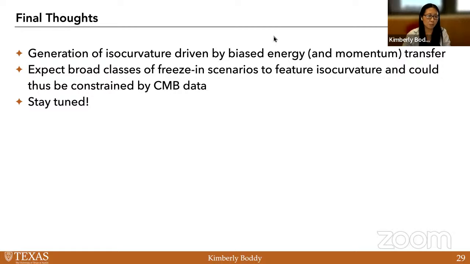And so that's a pretty generic statement. This is what we find numerically for our specific case, but this is expected to hold in a whole broad class of freeze-in scenarios. And so we expect freeze-in scenarios in general to feature isocurvature. The amount of isocurvature it generates will surely depend on which particular model of freeze-in you're looking at, and thus could be constrained by current and future CMB data.